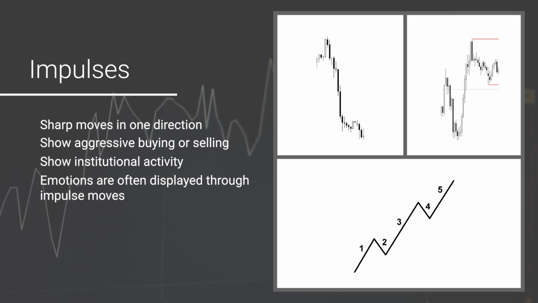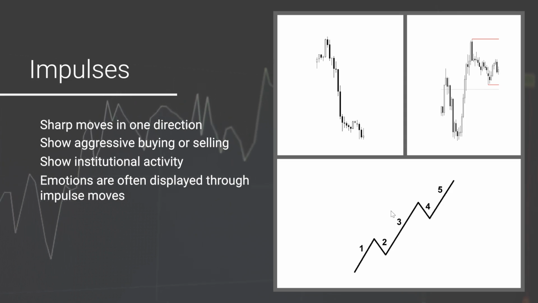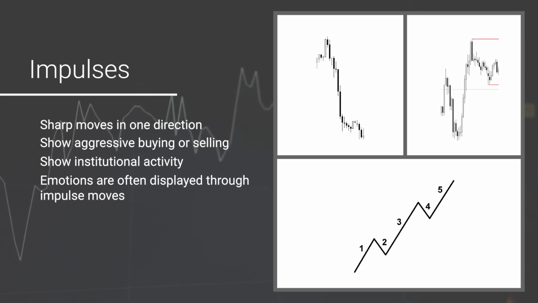And then on the bottom here, I've just got a little example of how you get an impulse, then you get a retracement or a correction, then an impulse, retracement or correction, then another impulse. So these are examples of the way that the market can move. They move in these impulse waves and then they move in these retracements.